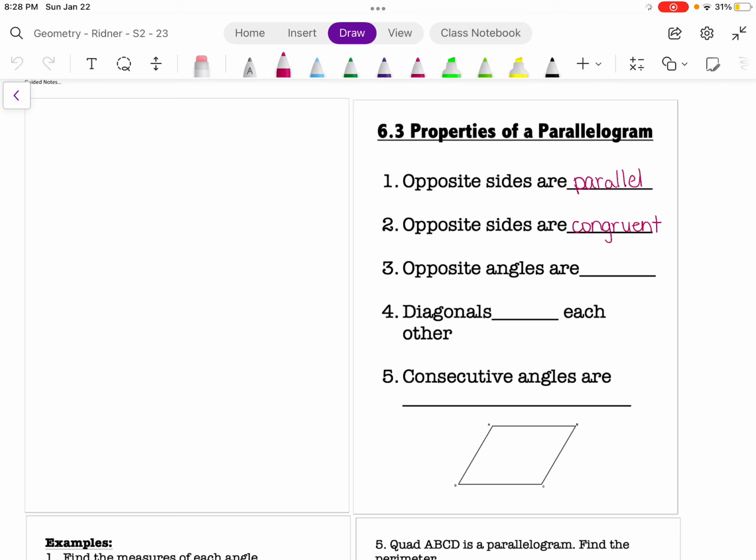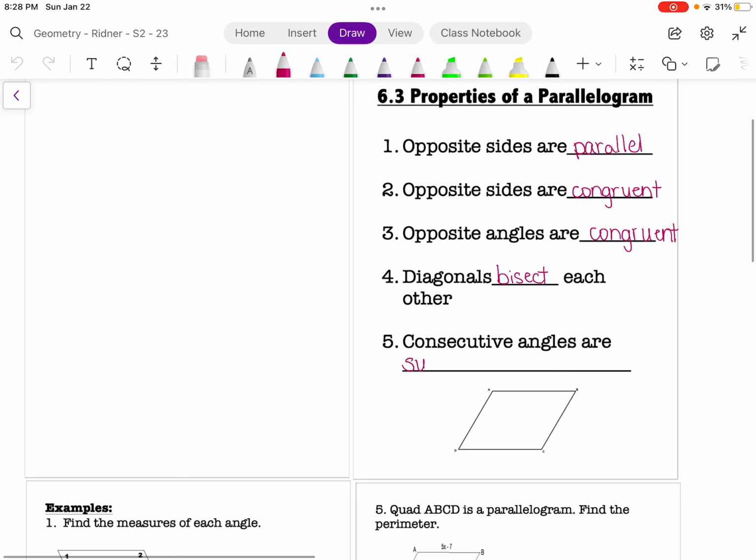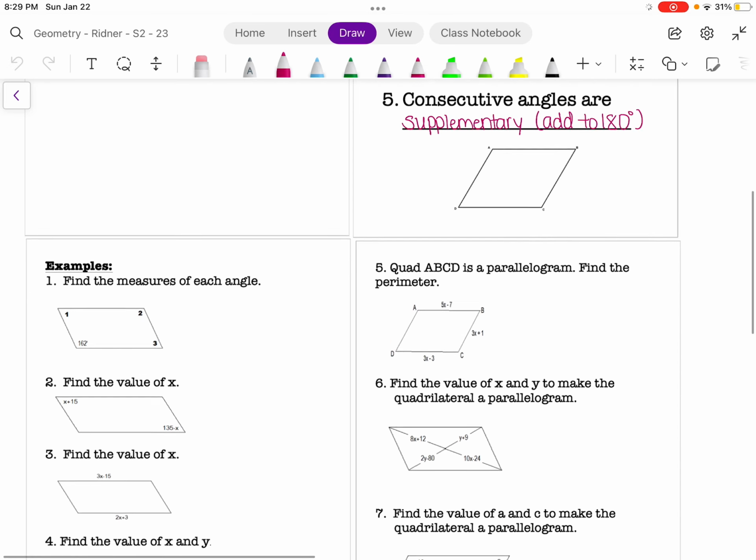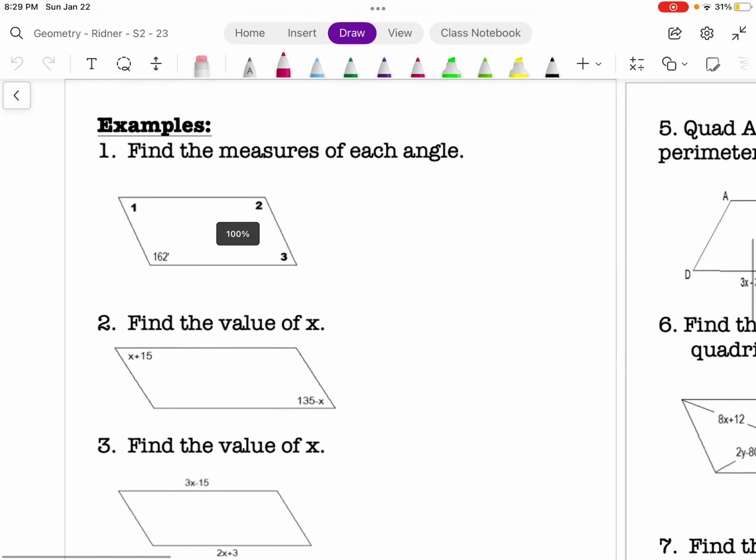Opposite angles are also congruent to one another, meaning they are the same. The diagonals bisect each other, and consecutive angles are supplementary, which if you don't remember what that means, they add to 180 degrees. So those are your important properties. Let's use those properties to solve some problems.